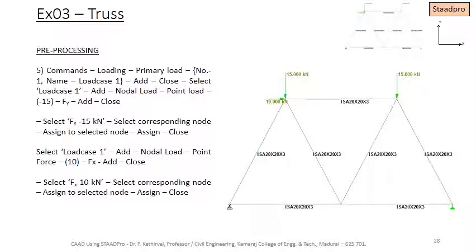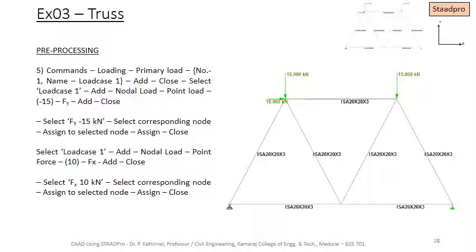The fifth step is to give the loading. So go to commands, loading, primary load, the default load number 1, load case 1 name, add and close. Now select load case 1, add, nodal load, point load, give the intensity minus 15 in the global y direction, which is Fy, add and close.